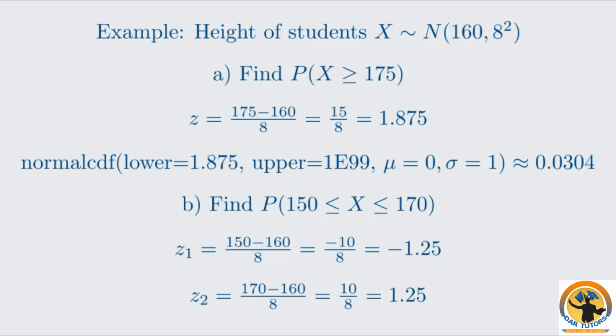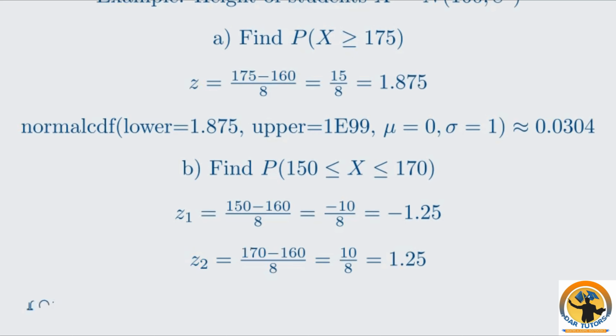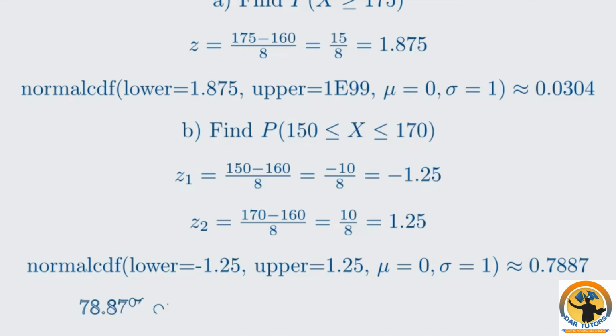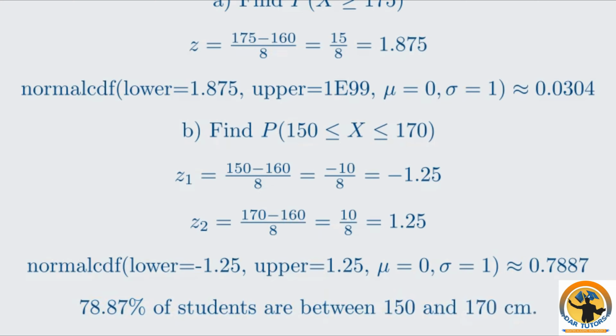In the calculator, we use normal CDF with a lower bound of negative 1.25, an upper bound of 1.25, mean 0, and standard deviation 1. The result is approximately 0.788. To convert this to a percentage, we multiply by 100, which gives us 78.87%.